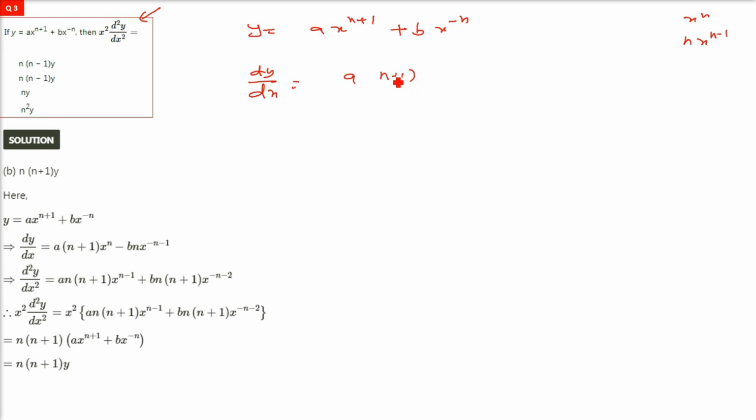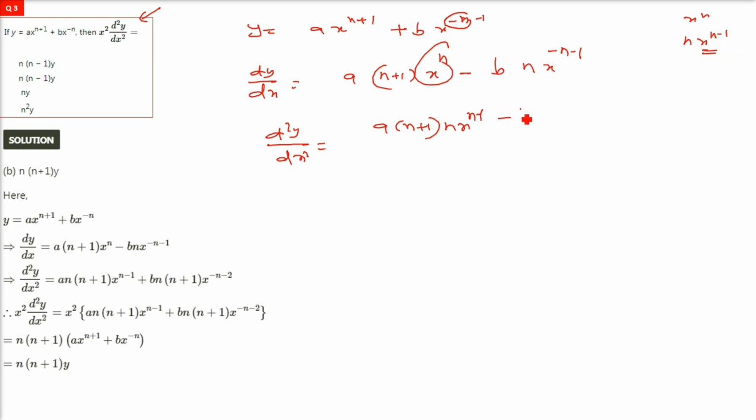So it will be n plus 1 x to the power n plus 1 minus 1. So this will be x to the power n only. Now you know already that negative is going to come, so I am just putting it negative here. B, this x to the power minus n is minus n x to the power minus n minus 1. So negative has already come. So this is just dy by dx. We are going to compute d2y by dx2. So d2y by dx2 is going to be a n plus 1, and this already I showed you, it is nx to the power n minus 1. Now minus b n, this comes in front, so minus n plus 1, and minus n minus 1 minus 1, so minus n minus 2 it will be.